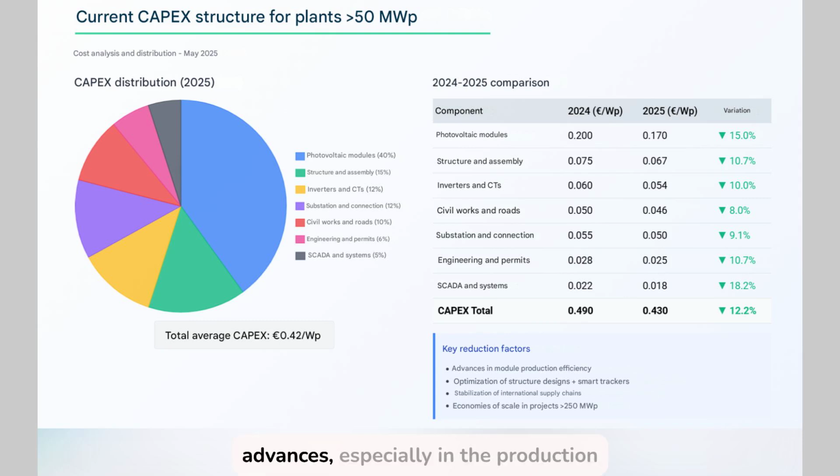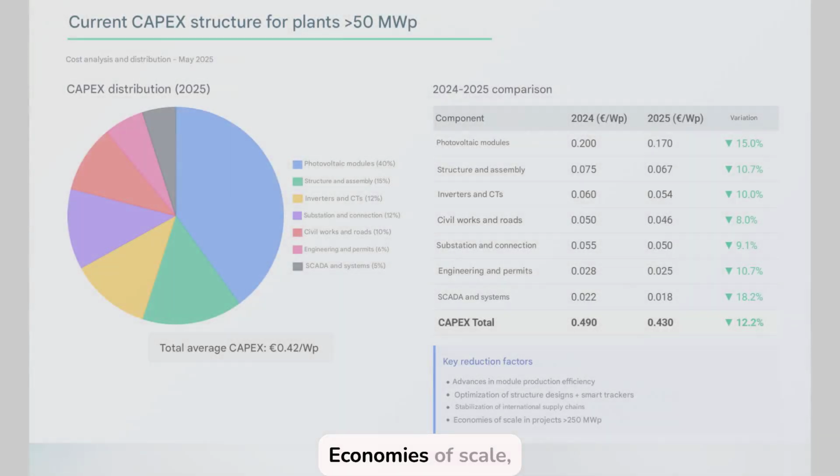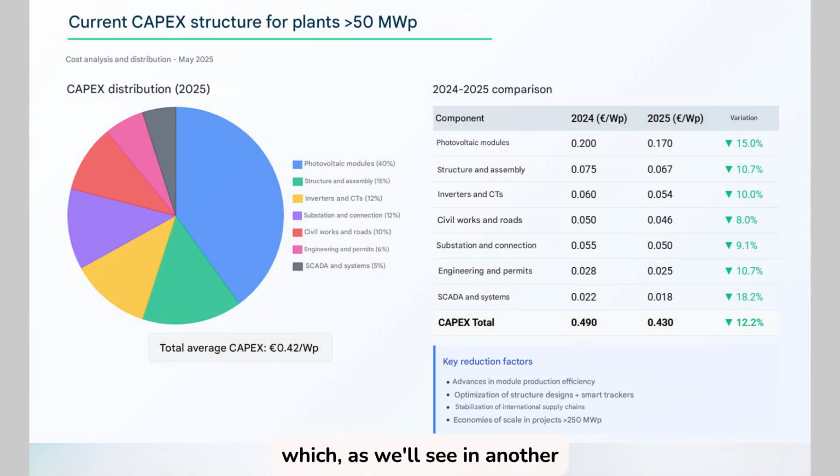Technological advances, especially in the production efficiency of TopCon and HJT modules. Smart trackers and structures, increasingly optimized for wind and energy efficiency. Supply chains stabilized after the post-pandemic logistics crisis. Economies of scale, which, as we'll see in another video, are critical in projects over 250 MWp.